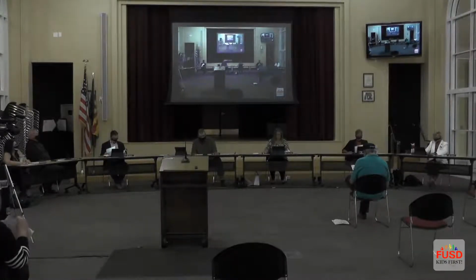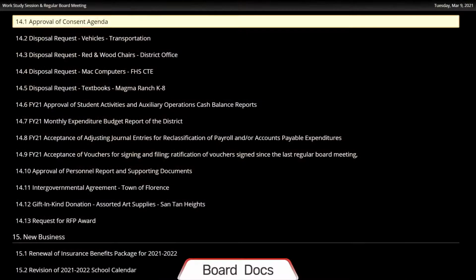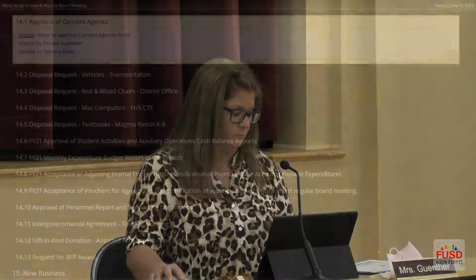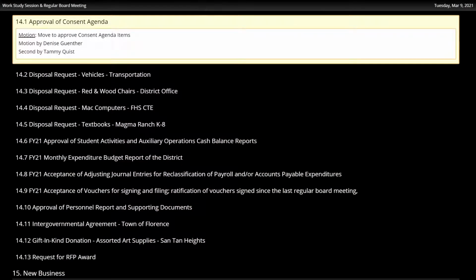Do I have an approval of the consent agenda? I'll move that we approve the consent agenda. I'll second. Motion is made by myself, second by Ms. Quist. Is there any discussion? Please vote. Motion carries 5-0.